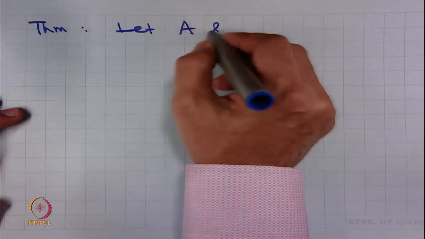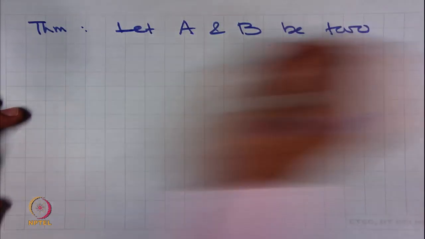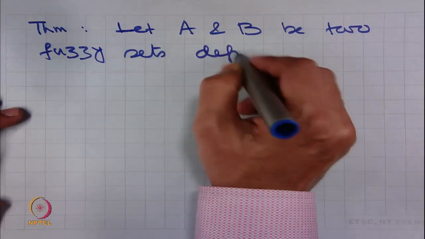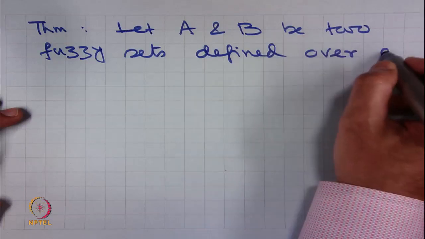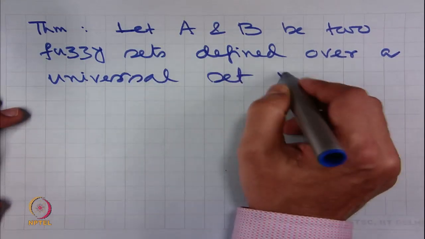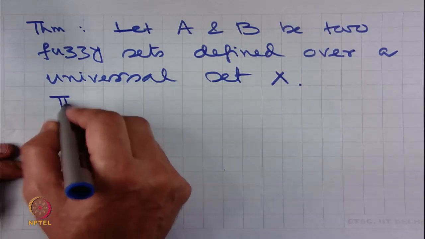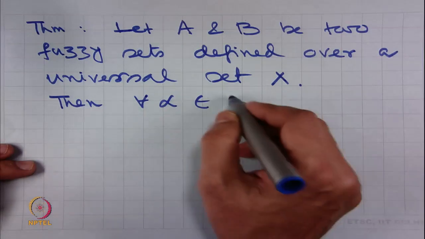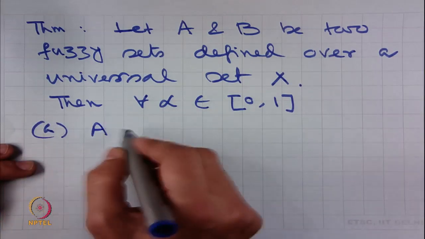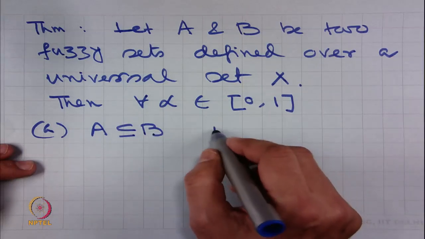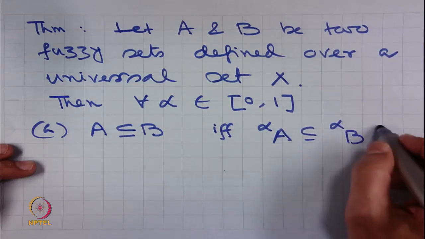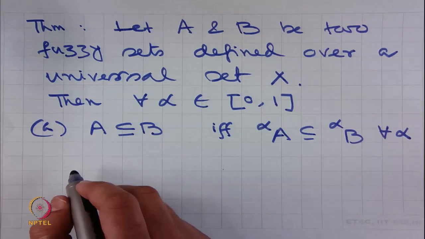Let A and B be 2 fuzzy sets defined over a universal set X, then for all alpha belonging to the interval 0, 1, we have A is contained in B if and only if alpha cut of A is contained in alpha cut of B for all alpha belonging to 0, 1.